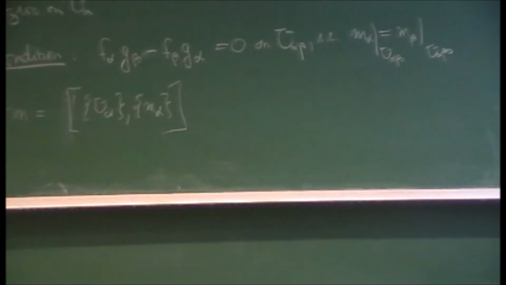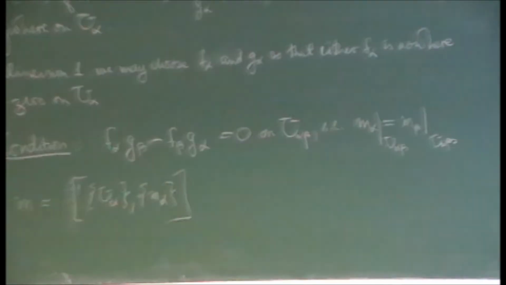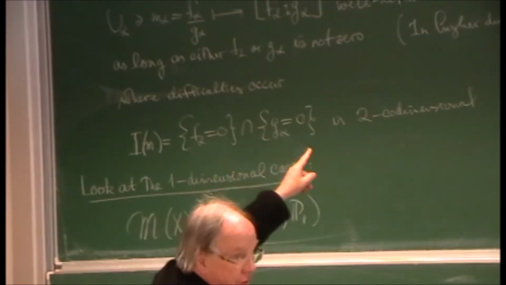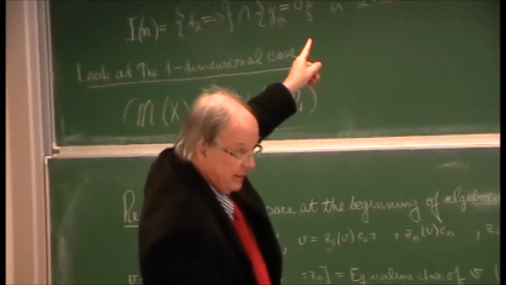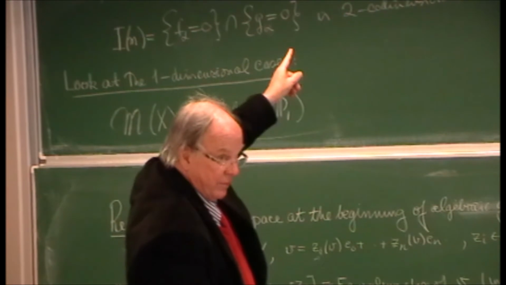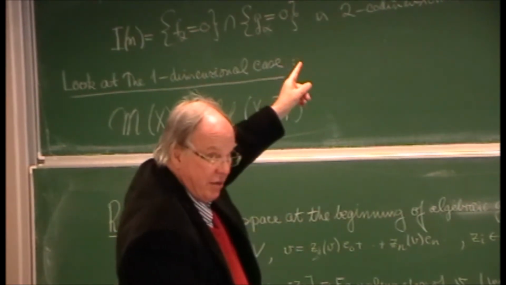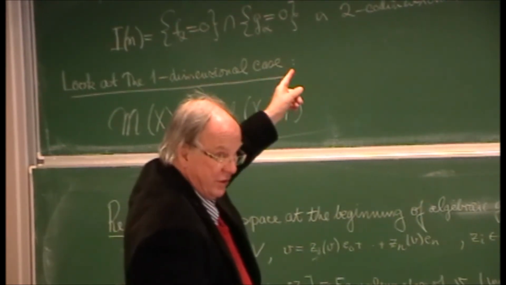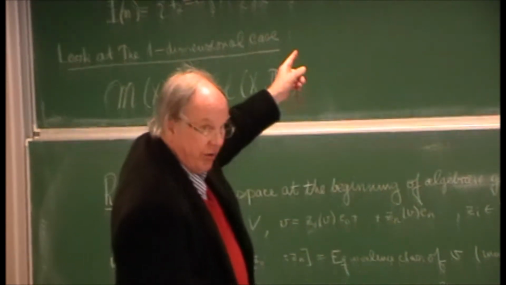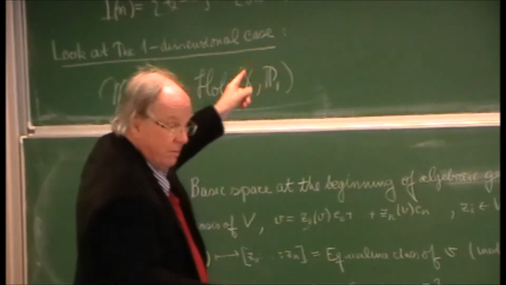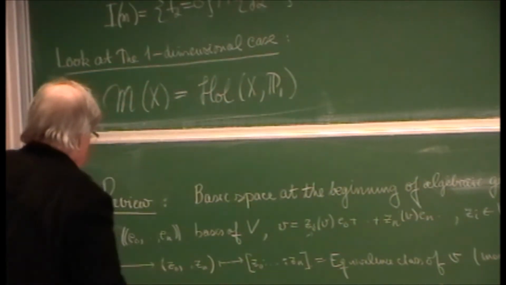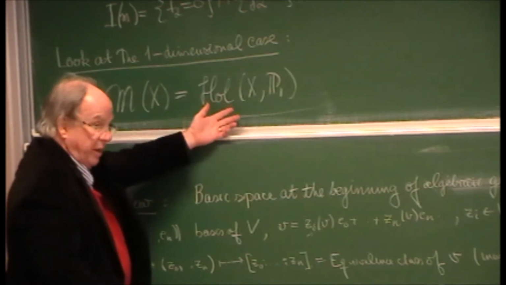It doesn't matter what you choose. Of course, we choose these things to be relatively prime. That means in the one-dimensional case, either one or the other is not zero. So that really makes sense. Okay? And I guarantee you, it is better to think of these things as maps. I guarantee it. And of course, they're just the holomorphic maps to P1.